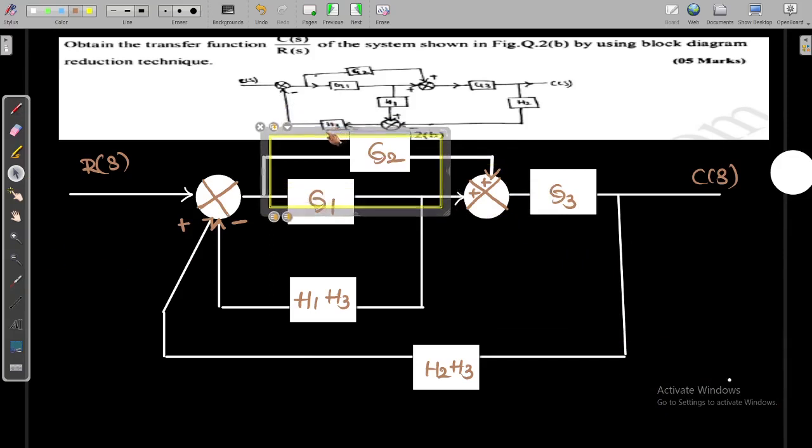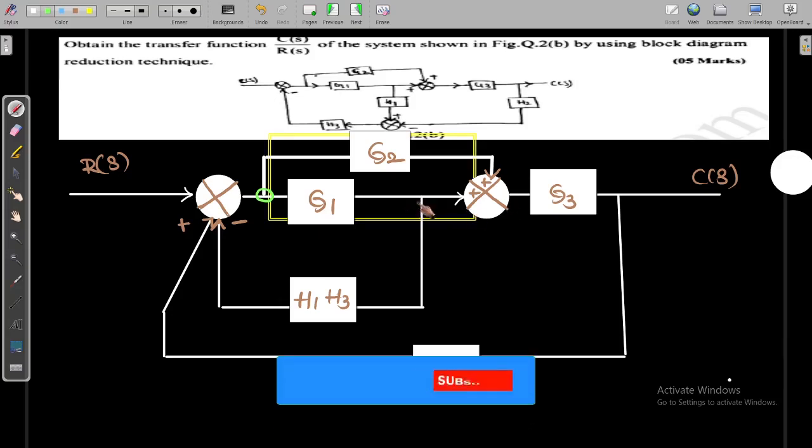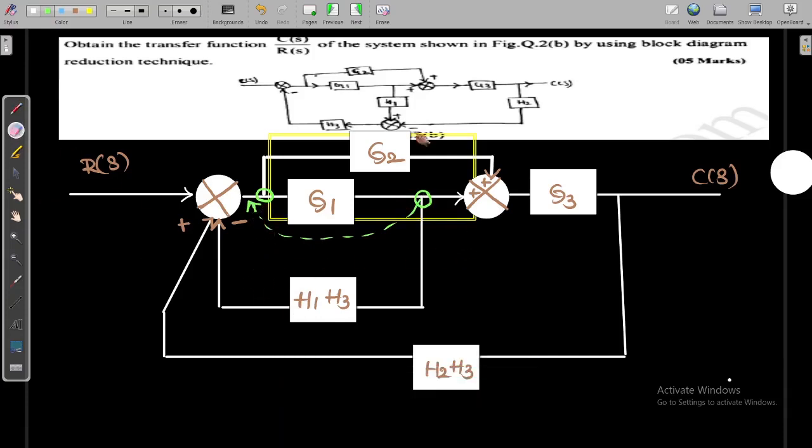If you observe here, there is a G1 and G2. You can take it as parallel, but because of the presence of this takeoff point, they are not becoming parallel elements. So we will reduce that. We will do one thing for that purpose: we are going to shift this takeoff point. If I shift the takeoff point here, that is not going to be a problem, so that they will become parallel. So G1 and G2 will become parallel. That we will do in the next step.